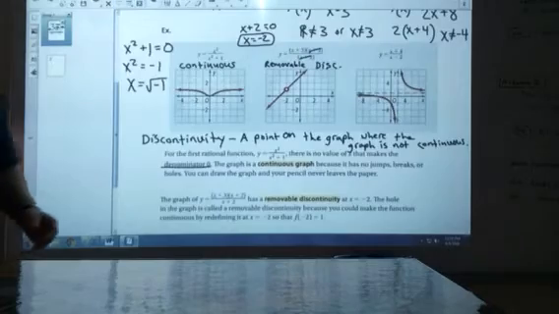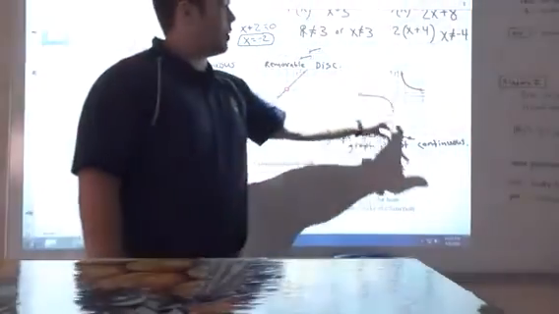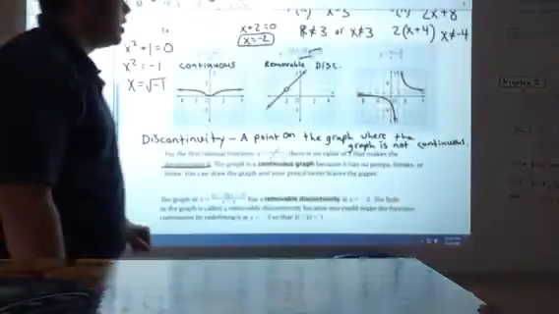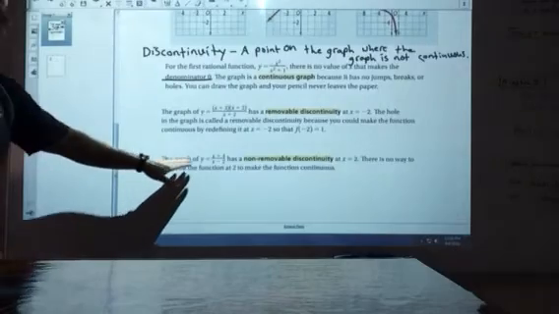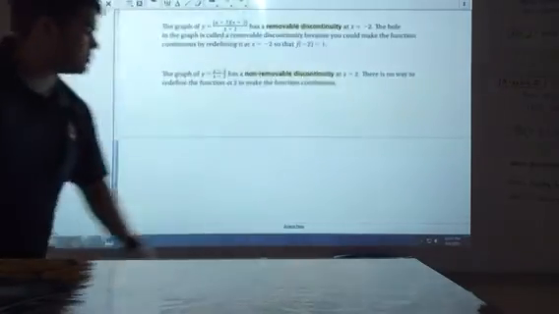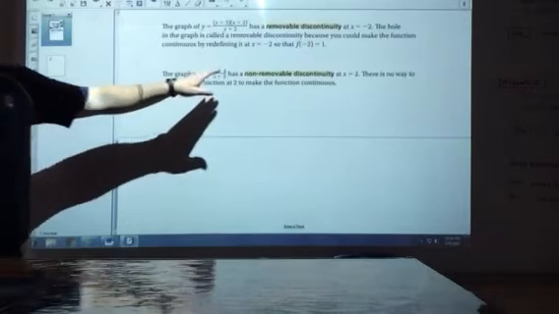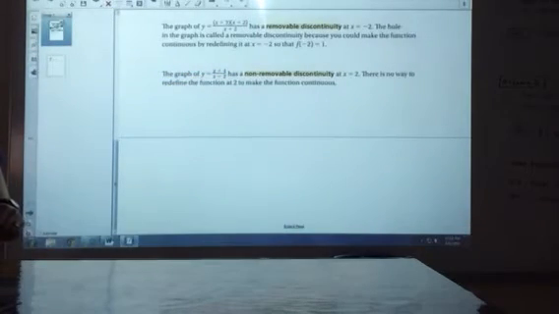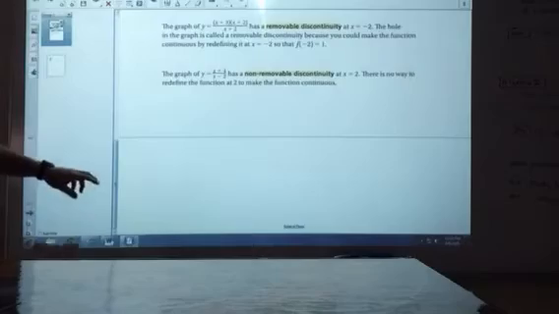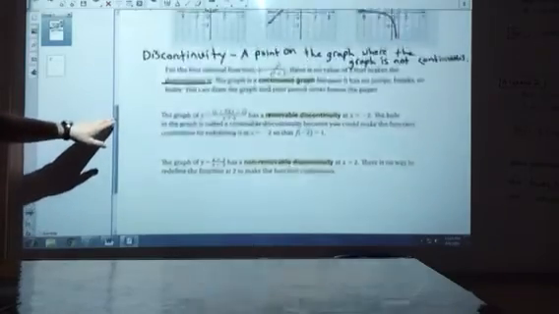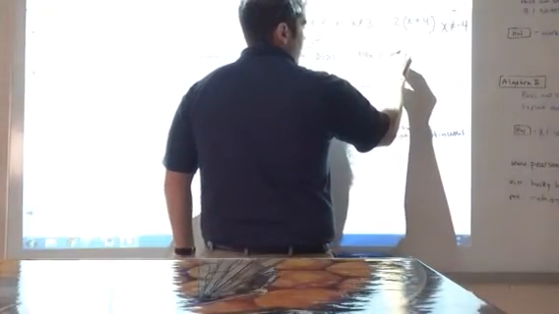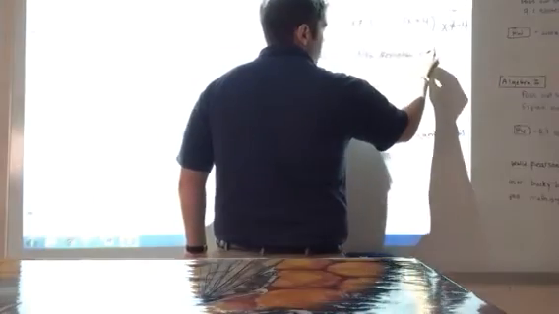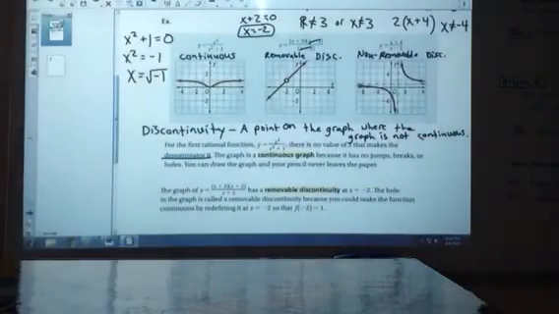The third graph. We've seen graphs like this from 8.1, right? This kind of looks like inverse variation. Let's go ahead and read about that in the third paragraph. It says the graph of y equals x plus 4 over x minus 2 has a non-removable discontinuity at x equals 2. There is no way to redefine the function to make the function continuous. So this is non-removable discontinuity. And when you have that, you get an asymptote.